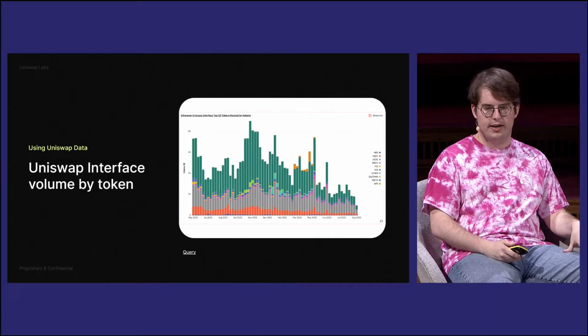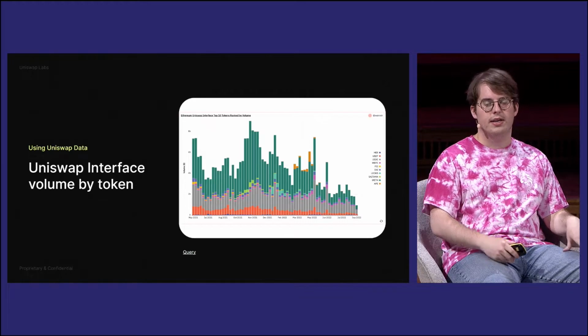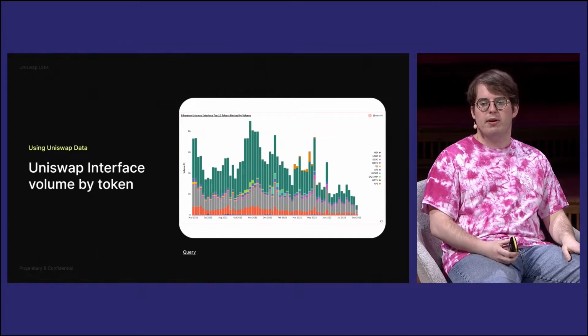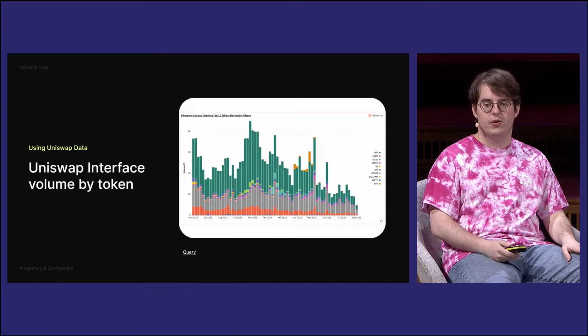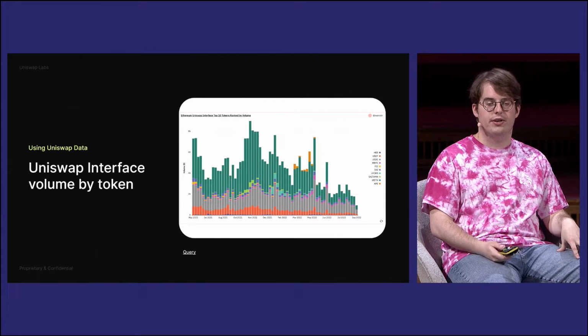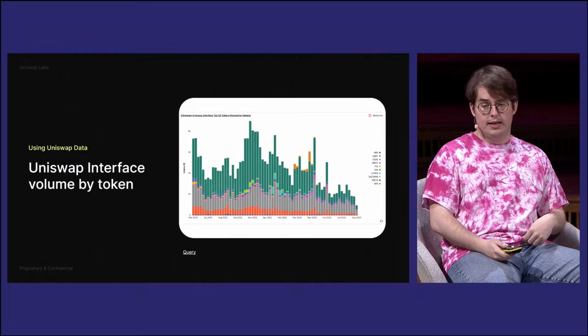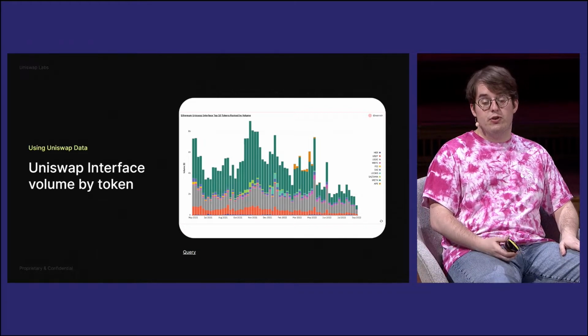Here's another chart. It shows volume by token on the Uniswap interface. And just for context, the Uniswap interface is the web app that Uniswap Labs maintains for interacting with the Uniswap protocol. This chart uses the dex.trades and ERC20.tokens abstractions on Dune. The x-axis is the week, and the y-axis is weekly USD volume.